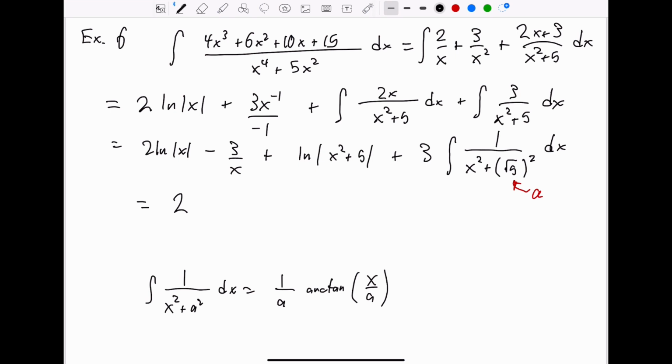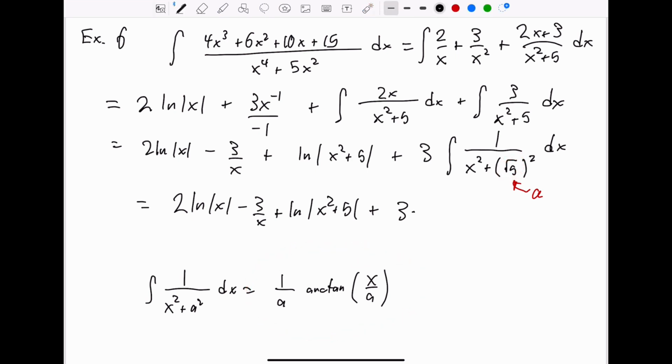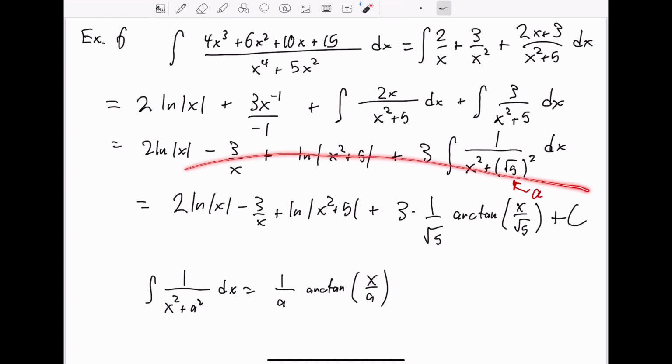So the final answer, copy down all of this stuff. We have 3 times, now we use the arctangent identity with a equal to square root of 5. 1 over the square root of 5 times the arctangent of x divided by the square root of 5. We add plus c at the very end, and that is the answer. If we were to take the derivative of this expression, we would get a bunch of rational functions that we could then add together using common denominators and get back to the original integrand.